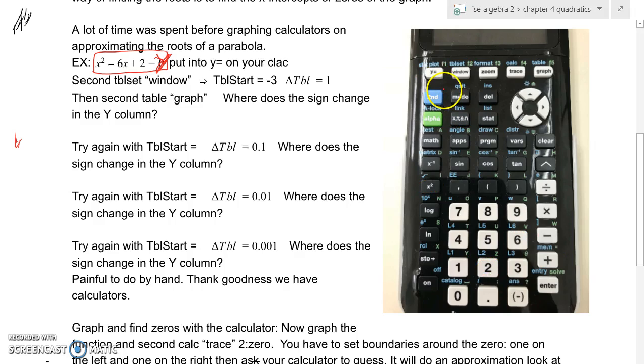And we are going to hit second. That makes us look at the blue things. So second window is table set. We're going to hit second table set. We want to set table start to -3. And we want to have the change in our table, the delta for the table, to be 1. And then we are going to go second again, and then graph, which will get us the table that we are looking for.